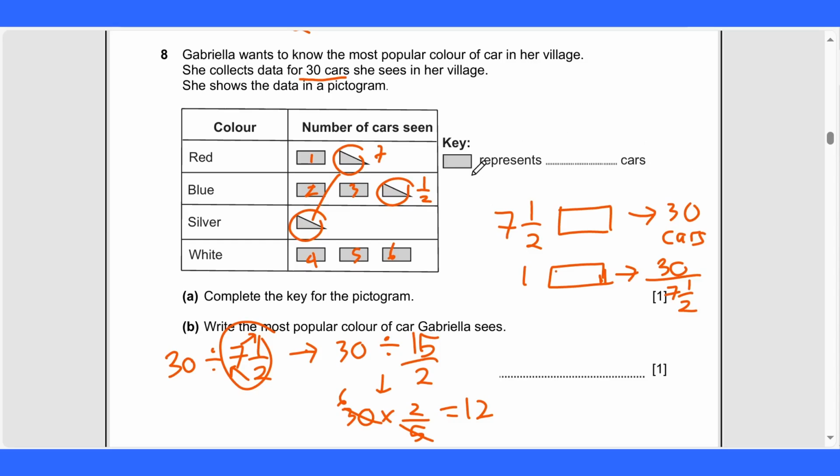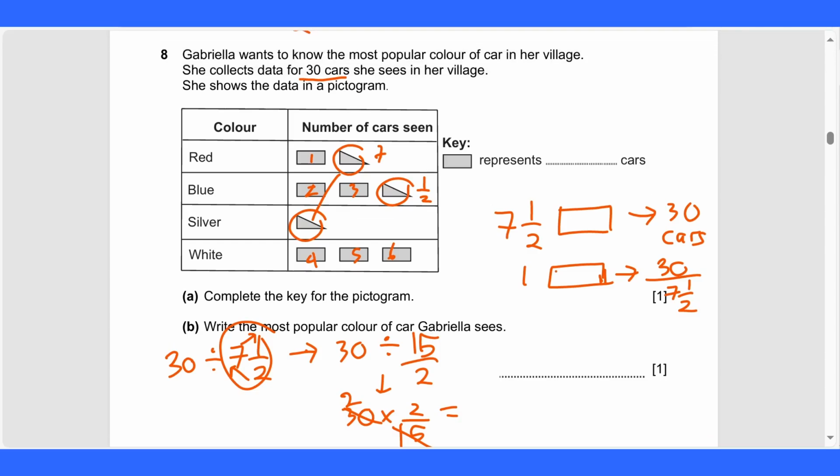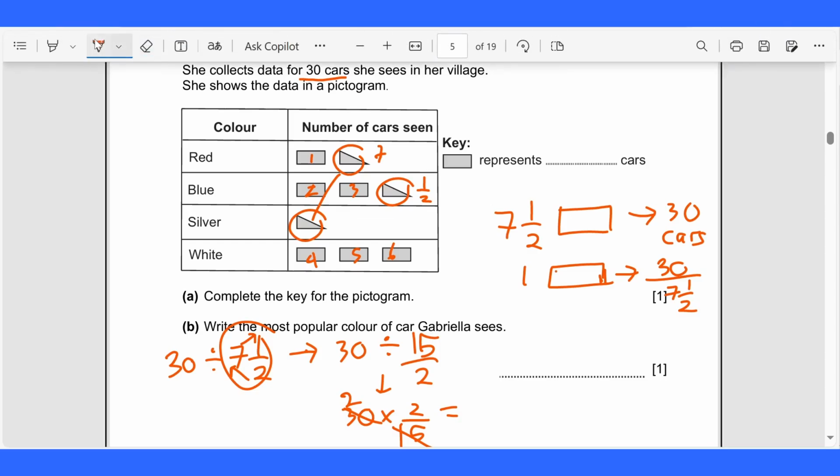oops, there's a mistake, sorry guys, so this is 15, so 30 divided by 15 is 2, so 2 times 2 is 4, so it means 1 unit of rectangle has the value of 4, so then that is our answer, 4.